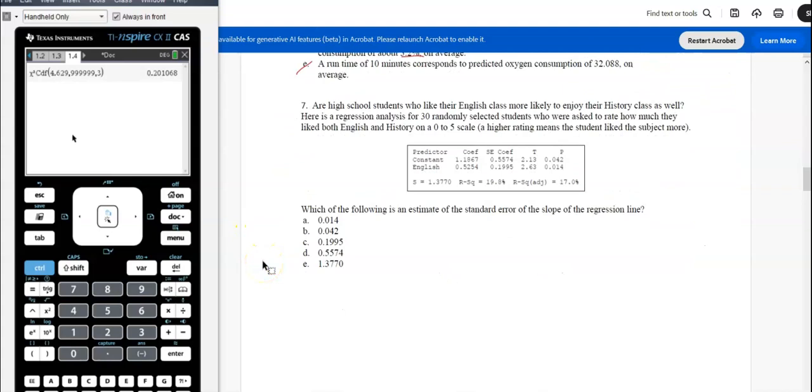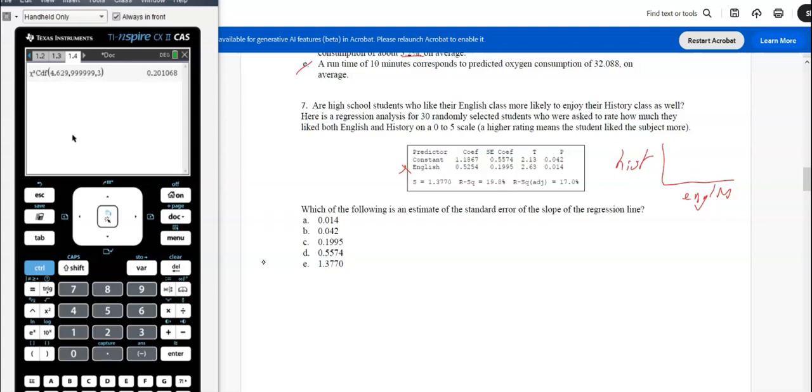Are high school students who like English class more likely to enjoy their history class as well? Here's a regression analysis for 30 randomly selected students who are asked to rate how much they like both English and history on a scale of 0 to 5. So I don't know if it'll make a difference here, but the English is the X because it's listed here. That's always our X right there. I guess the history would be the Y-axis that we're measuring from 0 to 5.